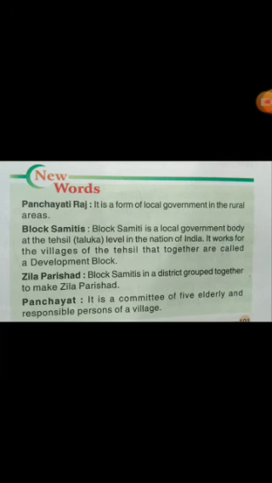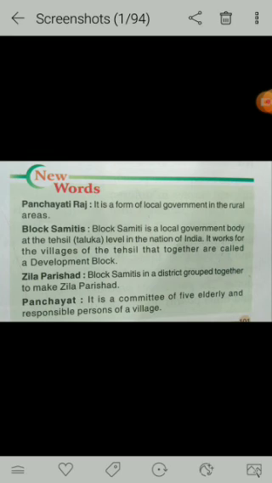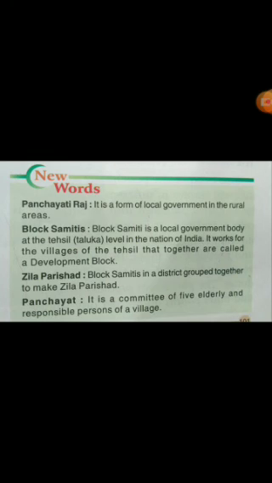Dear students, today we have discussed the three-tier system of Panchayati Raj and the significance of Panchayati Raj. Dear students, you have to underline the important points and write down those points in your copy and learn them very well. We have two more pictures given in our textbook, page number 100.